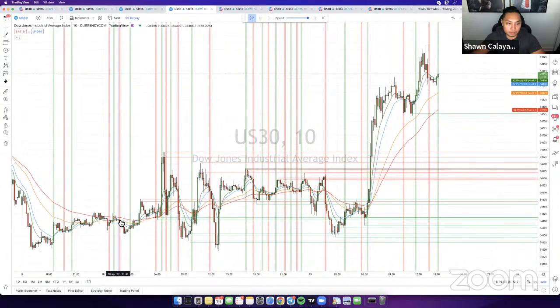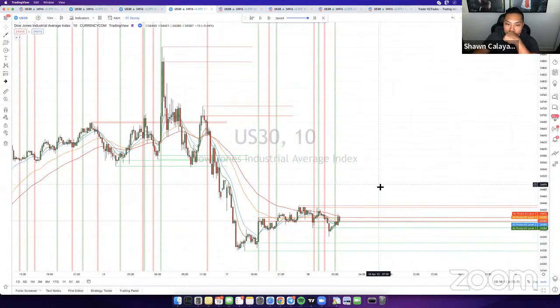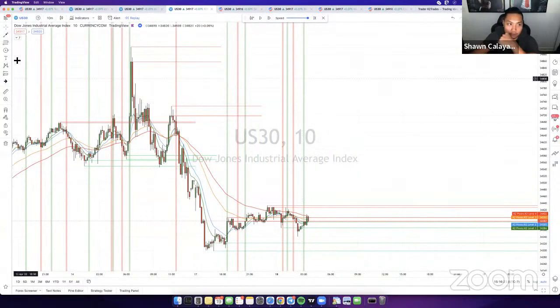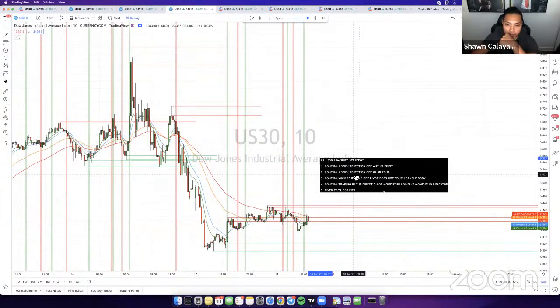Let's go over here. There's Asia session from yesterday. All right, so here's an example. So what I'm going to do right here is I'll just mark up the snipe. Okay, so this is the snipe strategy.